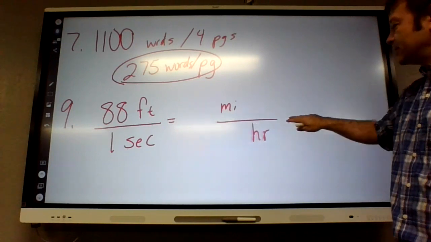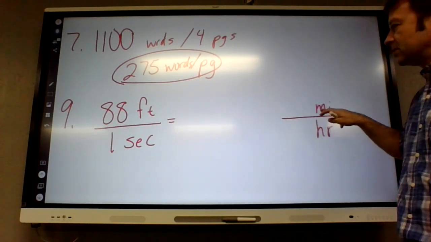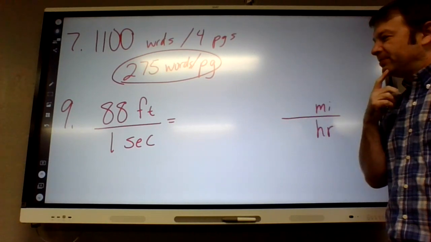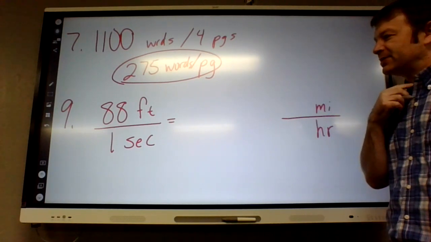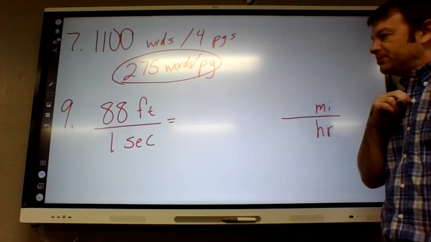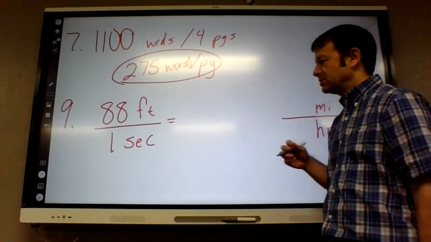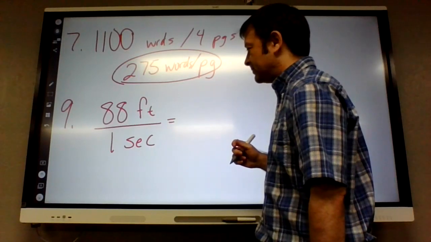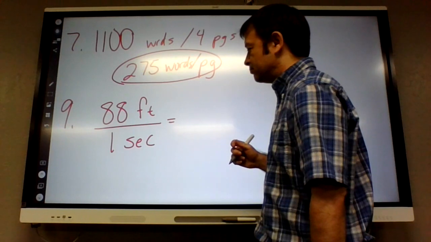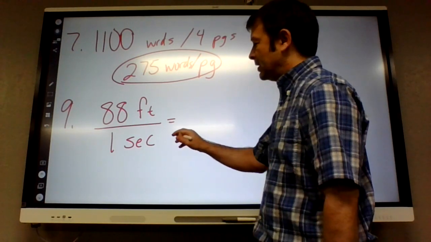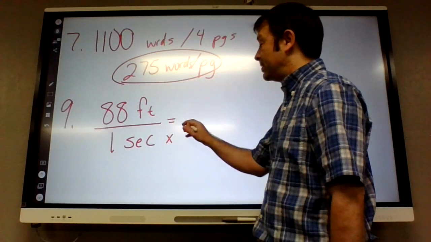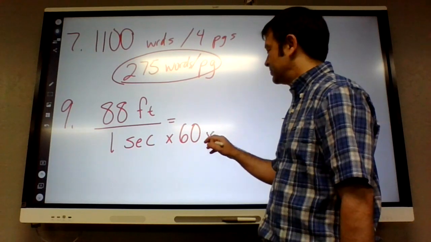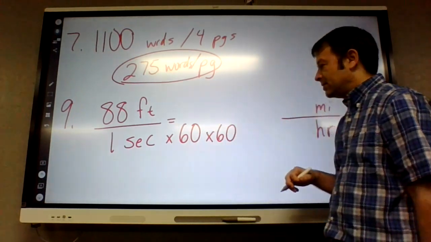Well, let me move this over. So, how do I change seconds into minutes and hours? 60 seconds make 1 minute, and 60 minutes make 1 hour. So to change a second into a minute, you have to multiply by 60. And how many minutes are in an hour? 60. Yeah.